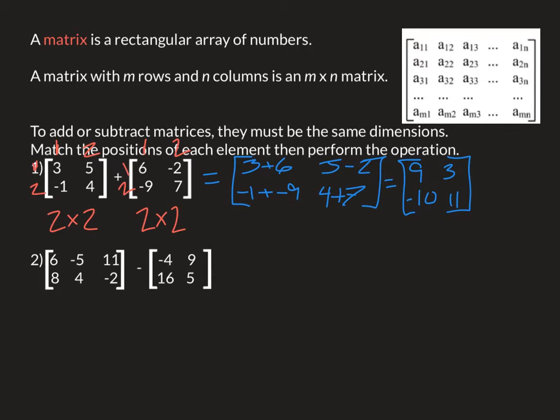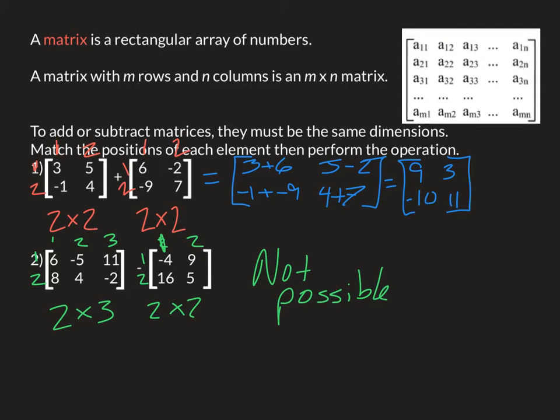Now in number 2, something different's going on here. Notice that these are a different shape. The left matrix has 1, 2 rows, and then 1, 2, 3 columns. This would be a 2 by 3 matrix, whereas this is still a 2 by 2 matrix. So since they have different dimensions, the subtraction we were being asked to do here, this is not possible.